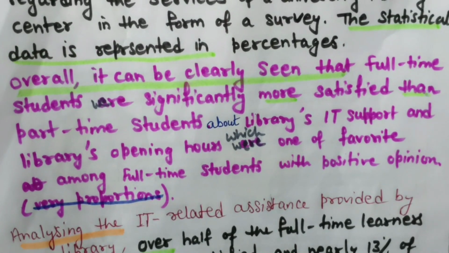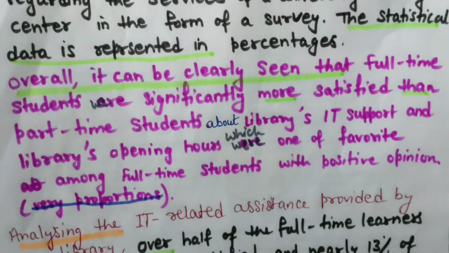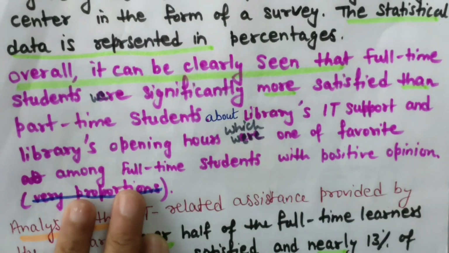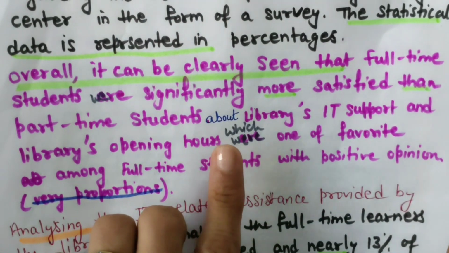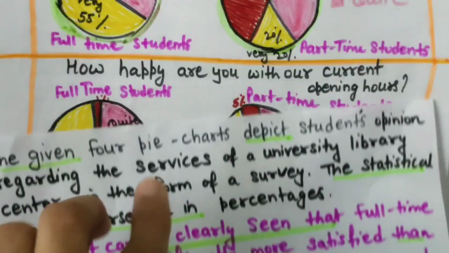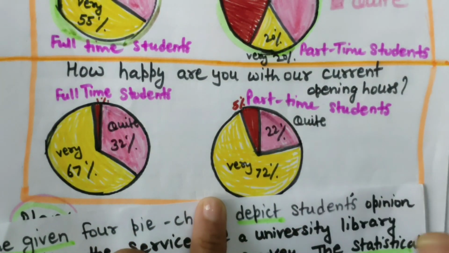Okay, so this is the overall sentence, and any other thing also you can write, but it should be without any facts and without any figures. Figures means without any numerical things.